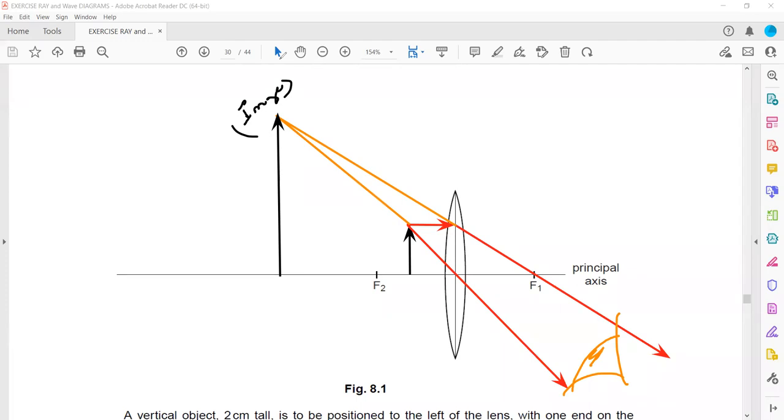So these are some questions related to image formation, ray diagrams, and completing the wave motion. Next session, we'll discuss the remaining questions from this exercise.